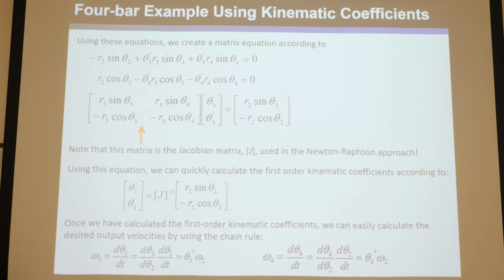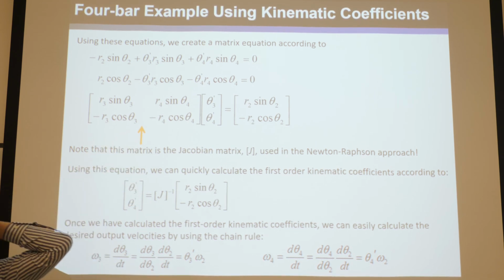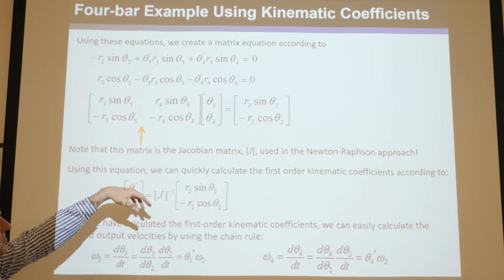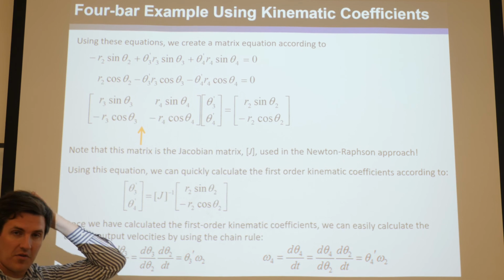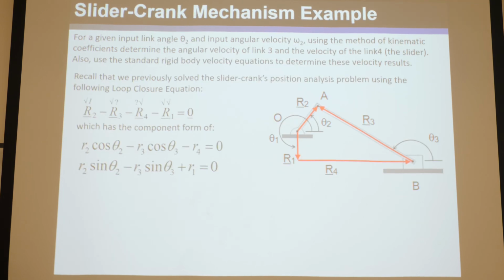Through doing that, you'll generate first order kinematic coefficients, put the result into the matrix form. You better get a Jacobian matrix that tells you did it right. Then invert that Jacobian matrix to solve for the first order kinematic coefficients, and then multiply them by omega 2. And you're done. And it'll work for any mechanism. So we'll do a bunch of examples here.